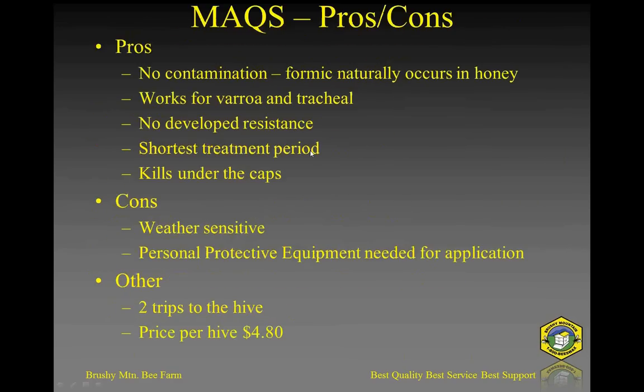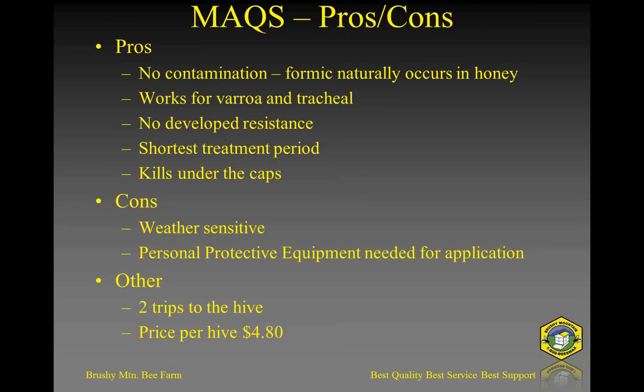Some pros and cons. Again, we talked about the fact that there's no contamination. The formic acid naturally occurs in honey, and it always drops back to background levels post-treatment. It works for both Varroa and tracheal mite, which is nice. There's no developed resistance, and we believe that there will not be based on its mode of action. It's got the shortest treatment period. It's a 7-day treatment period.